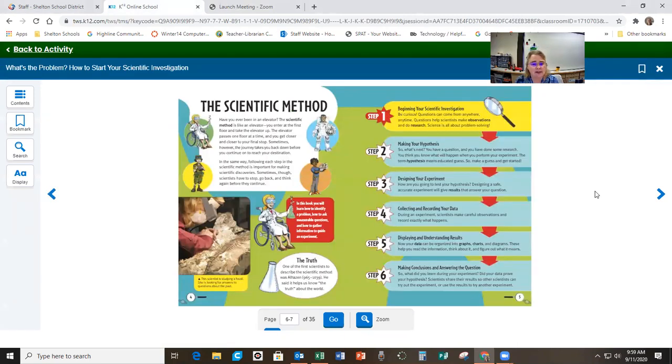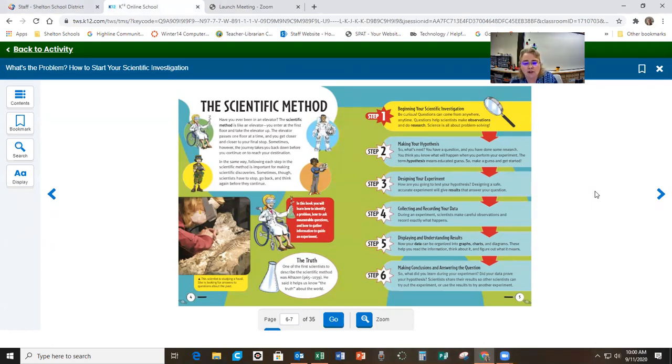All right, the scientific method. Have you ever been in an elevator? The scientific method is like an elevator. You enter at the first floor and take the elevator up. The elevator passes one floor at a time, and you get closer and closer to your final stop. Sometimes, however, the journey takes you back down before you continue on to reach your destination. In the same way, following each step in the scientific method is important for making scientific discoveries. Sometimes, though, scientists have to stop, go back, and think again before they continue.